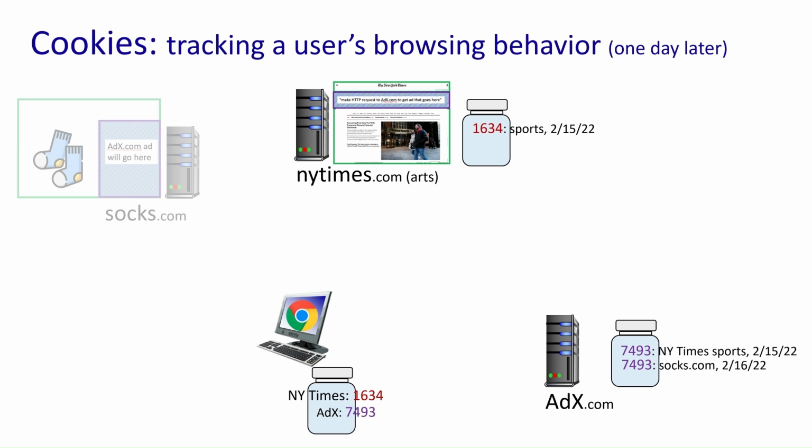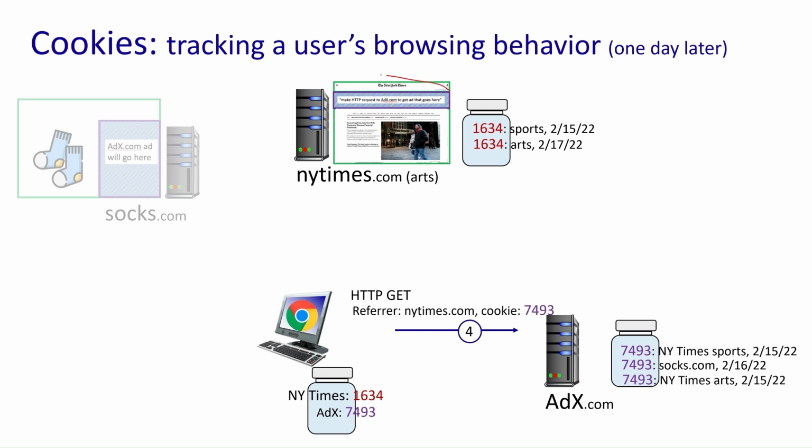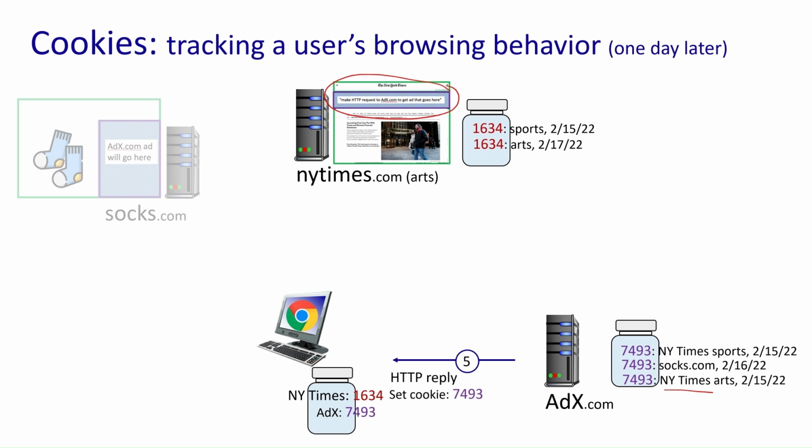Example: the next day I visit newyorktimes.com to another page, say the arts section. I send a request, I receive a response, and this is very interesting, right? Again, as part of displaying this page, I need to get an ad. So again I go to adx.com, and adx.com is recording my browsing, which is the New York Times arts page on this date. And now when it returns, the ad is specific for me.